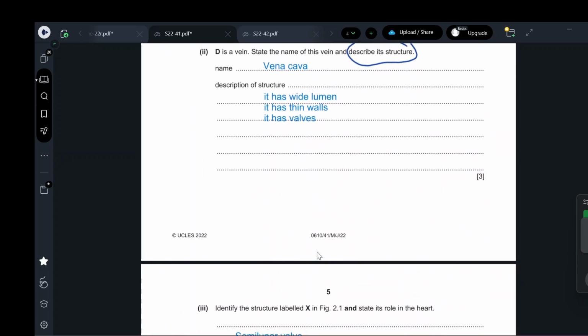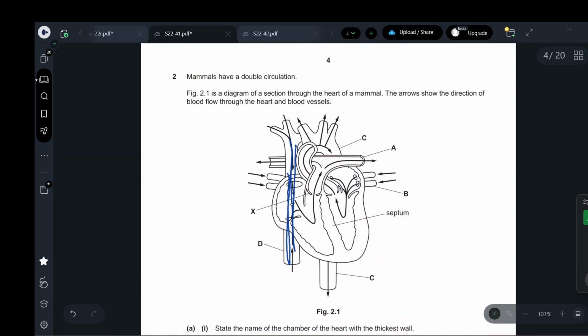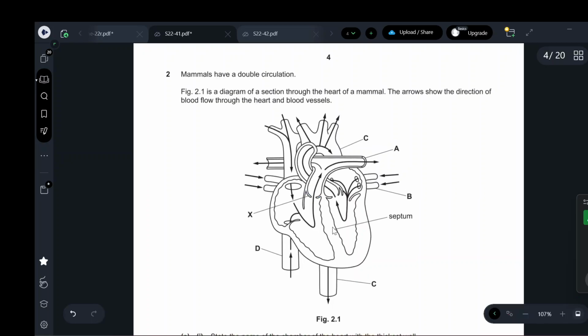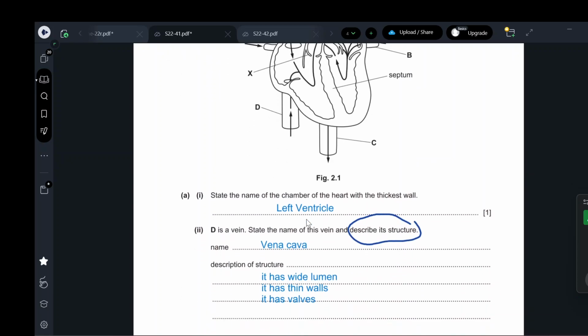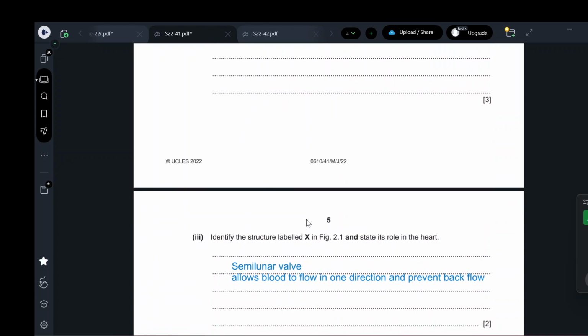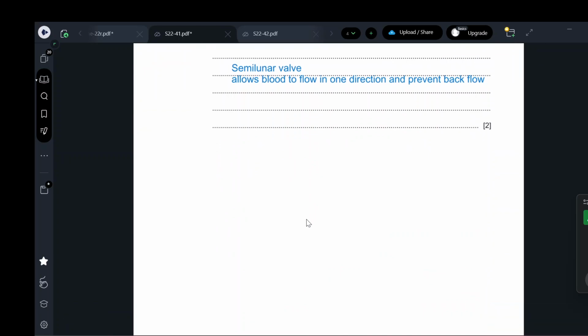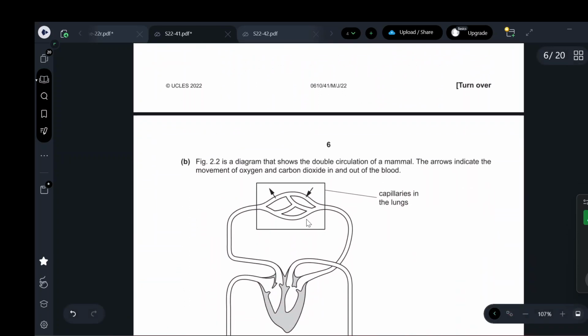Identify the structure labeled X and state its role. Where is X? Here is X, this structure. What is X and what is its role? Structure X is inside the pulmonary artery, so it is a semilunar valve. What does it do? It allows the blood to flow in one direction and prevents backflow.